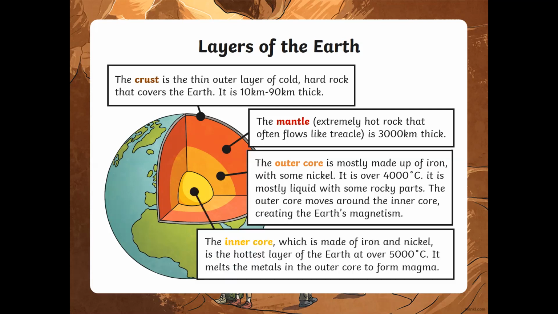And lastly, right in the centre of the Earth, we have the inner core, which is made of iron and nickel, and it is the hottest layer of the Earth at over 5,000 degrees Celsius. It melts the metals in the outer core to form magma.